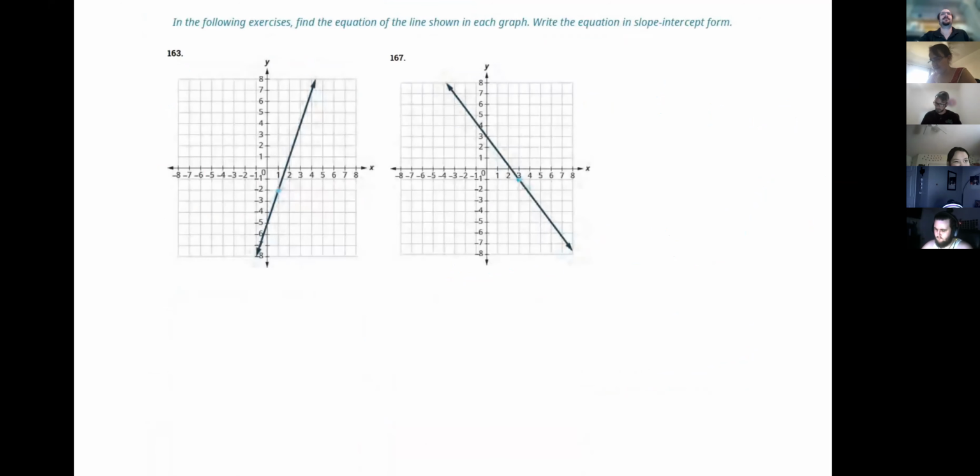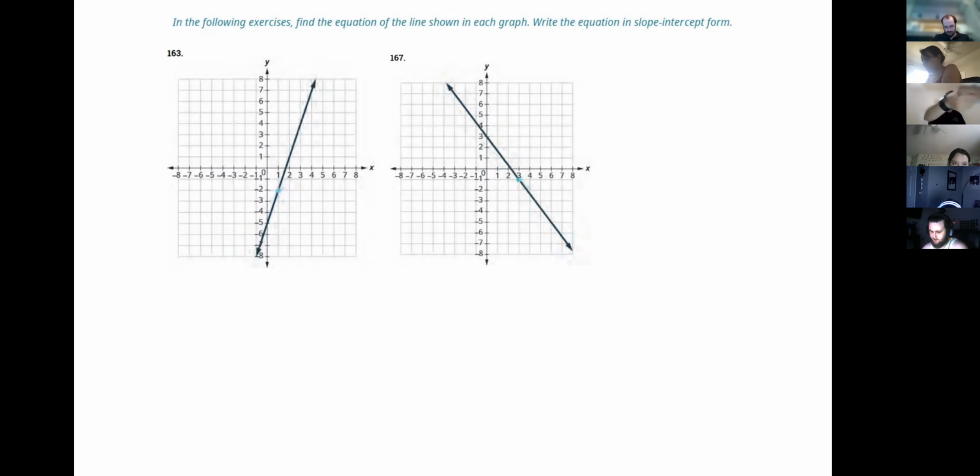What was the next one? 163, I believe, was the next one on the list. 163 was the next one. Who is in group 2? Brian, Carson, Fernanda, and Fidel. In the following exercises, find the equation of the line shown in the graph. Write the equation in slope intercept form. I got this one.